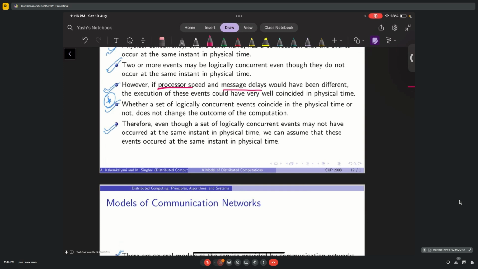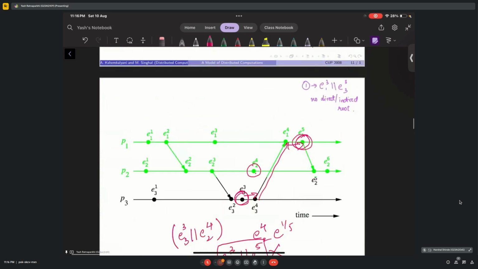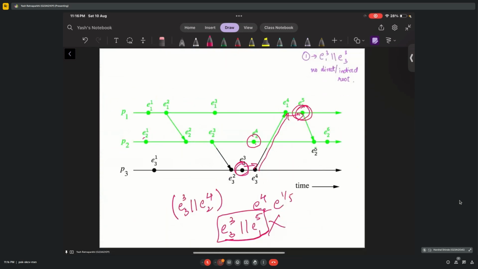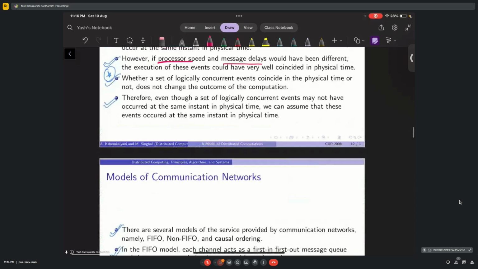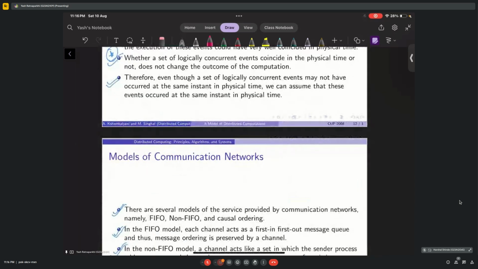Okay, understood? I was asking sir this question today, about E12 and E13. He also said that this graphical representation may be wrong because we cannot exactly plot where this one and this one have happened. They may happen on the same line, they may happen differently. So ideally we take it that they all have happened at the same instant of physical time. Is it clear to you all?